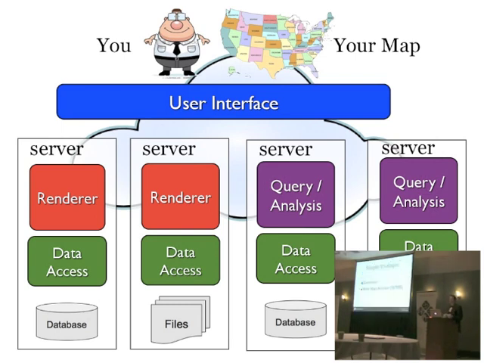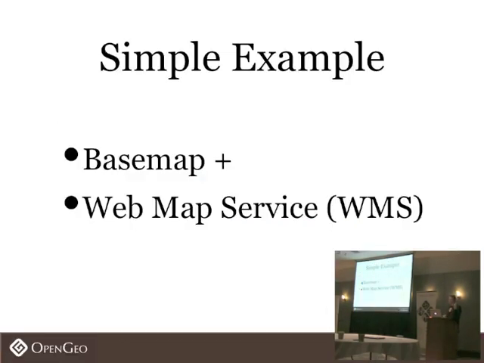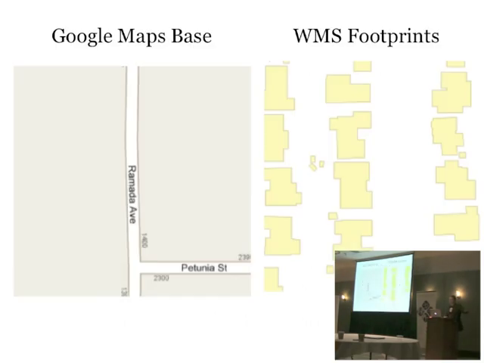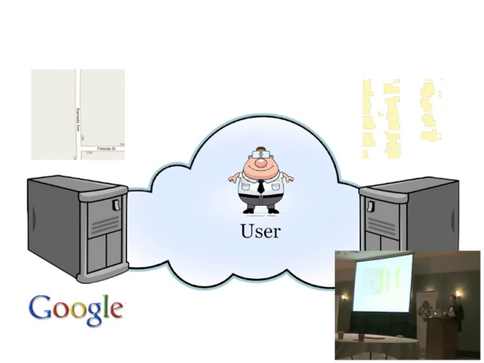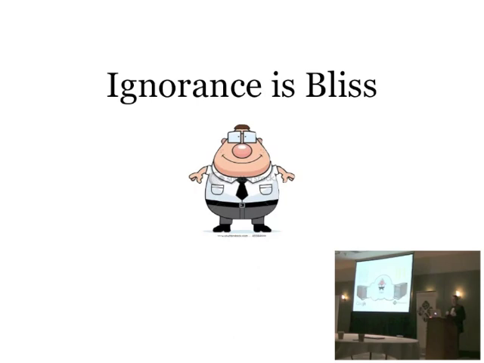So, a canonical, simple example: a two-layer map. A base map can provide context, and a layer of interest drawn using a web map service, a remote rendering service. Google can provide the base map, and the remote renderer can provide the overlay. And all that's necessary to synchronize the result is to ensure that both layers are pulled in using the same projection and scale, and the result can be composited in the user's web browser. The user doesn't need to know or care that the map he's seeing is actually produced from two separate places, from two separate sources of data, from two completely different organizations, in fact. The user can just get his job done.